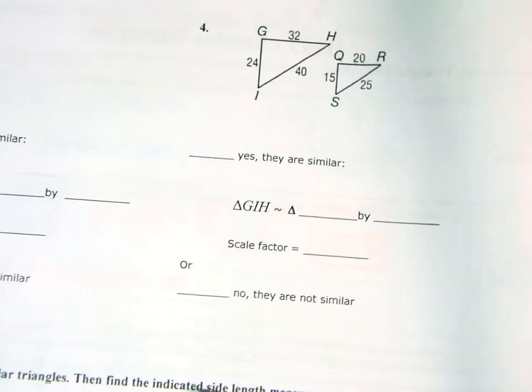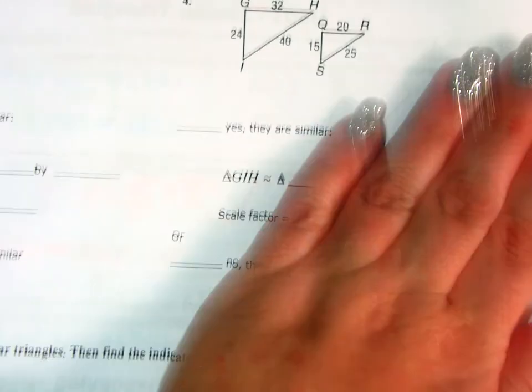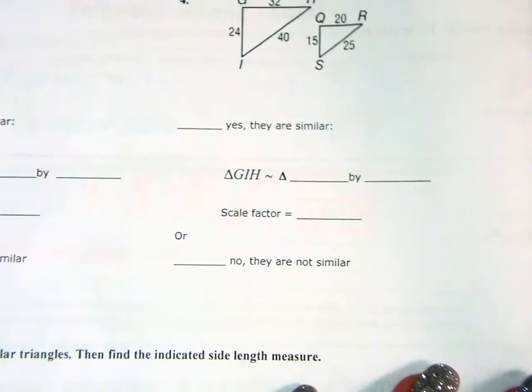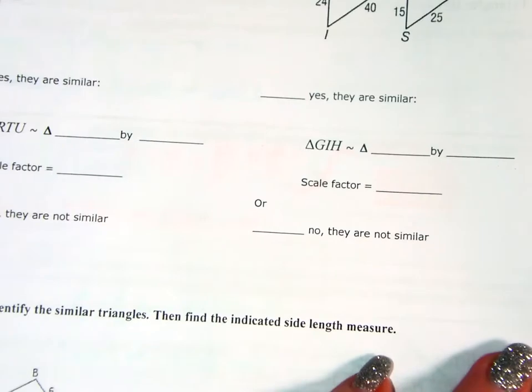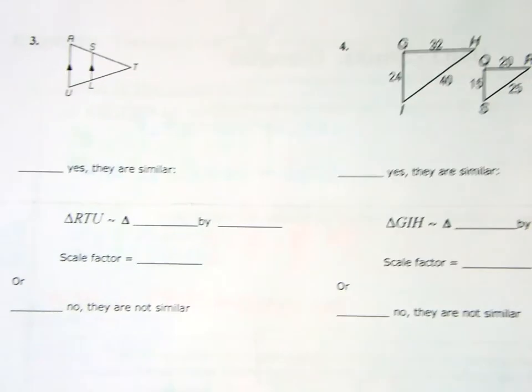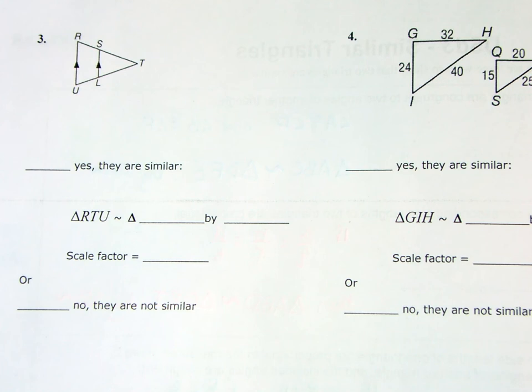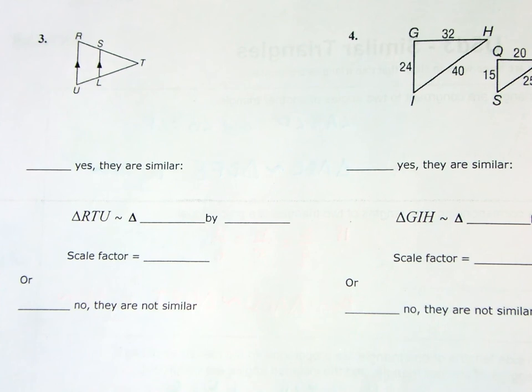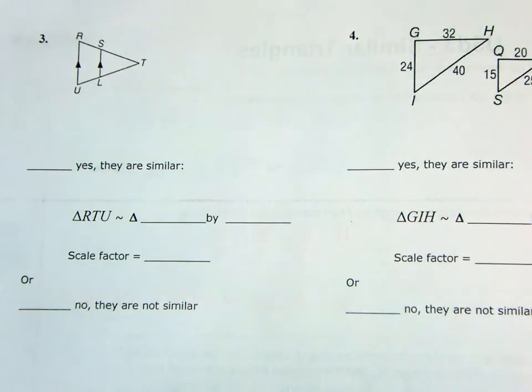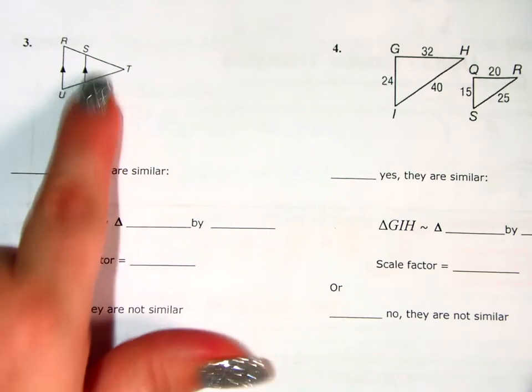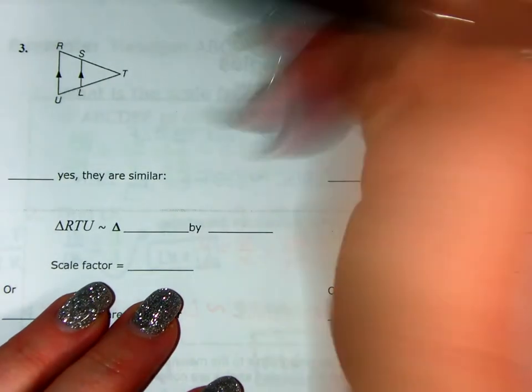Alright, let's look at the next one. Okay. Here I have what we call nested triangles. I have one triangle nested inside another triangle. And the only thing I know is that two sides of them are parallel. Okay, when I have nested triangles, I guarantee you it's going to be easier if you redraw them separated. So I'm going to take this smaller triangle and I'm going to draw it.